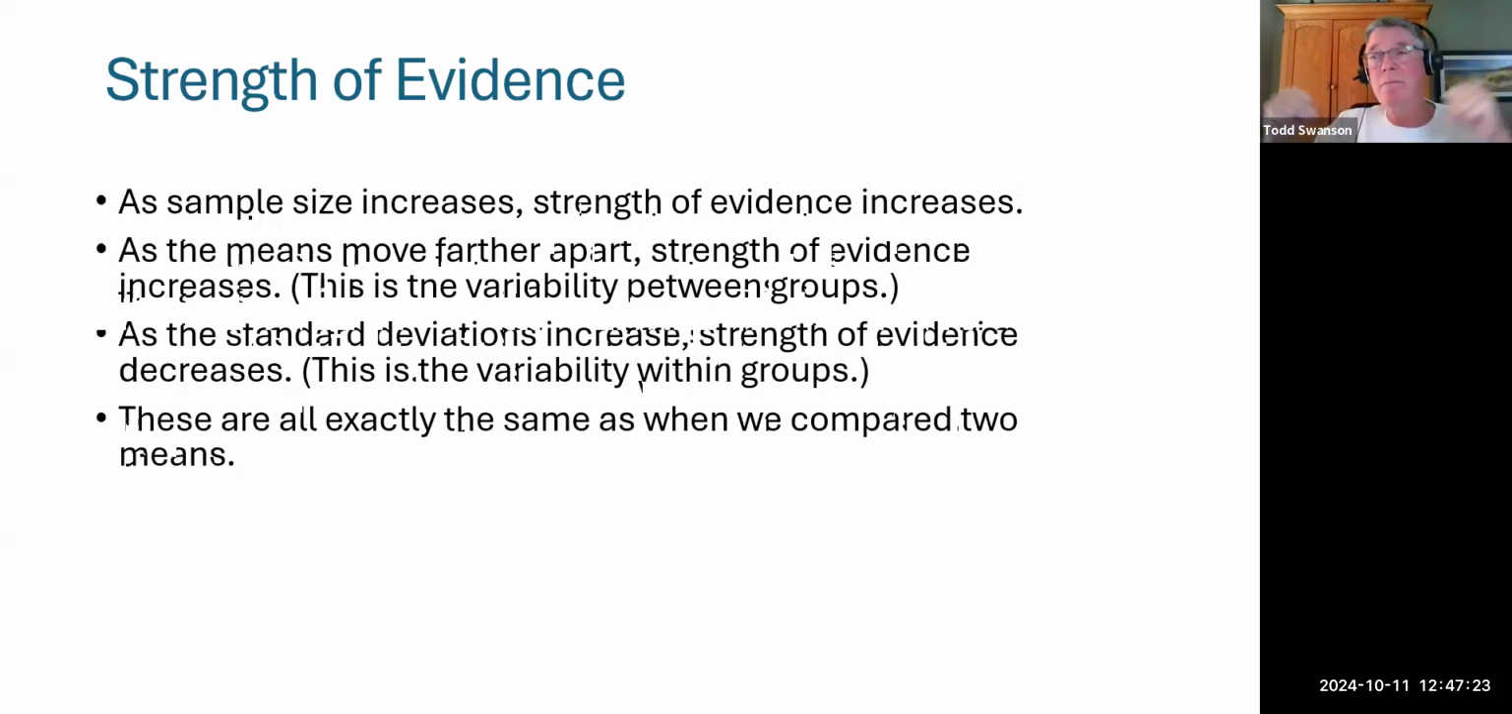That's the numerator in the F statistic. But then for the denominator, as the standard deviation increases, we get more noise in the data, and the strength of evidence decreases. That's the variability within the groups. And like Jill talked about last week, doing matched pairs tests is the way we decrease variability within the group so we can get strong evidence. But these are all exactly the same things we would have looked at when comparing two means.